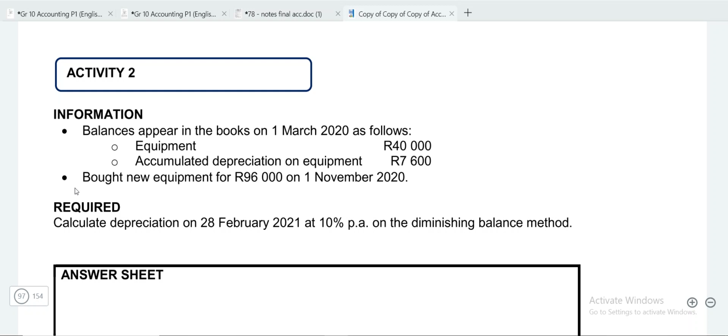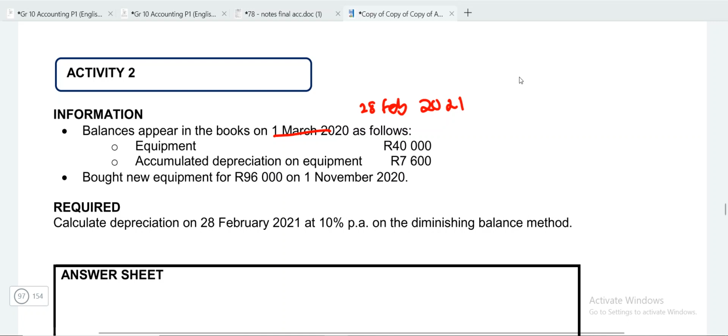So here we are given some activity that we need to do so that we can master our diminishing balance method. Here they're saying that balances appear in the books on 1 March 2020 as follows. Remember guys, if our financial year starts on the 1st of March, it's going to end on the 28th of February 2021. So it's very important for us to understand when our year starts and when the year ends. Here they're saying that at the beginning of the year we had equipment to the value of 40,000 and accumulated depreciation to the value of 7,600.